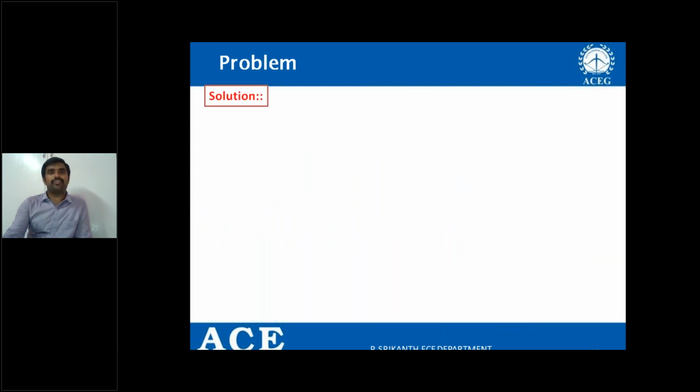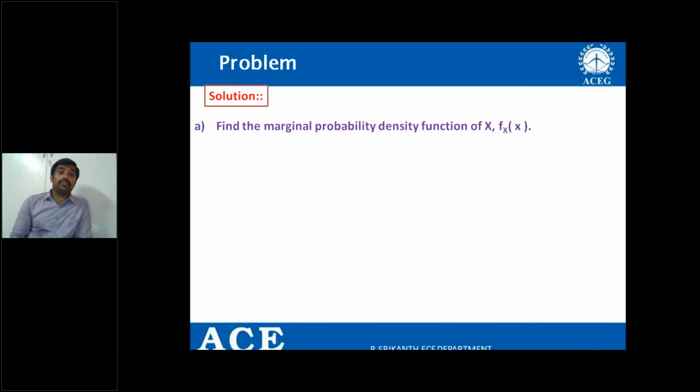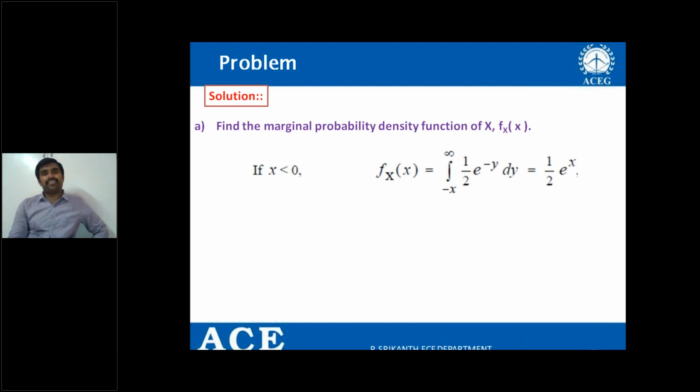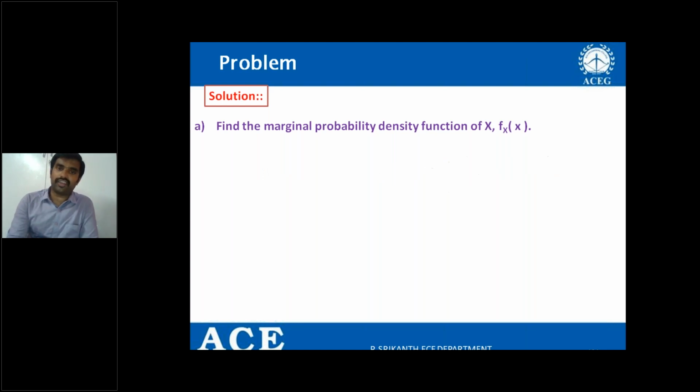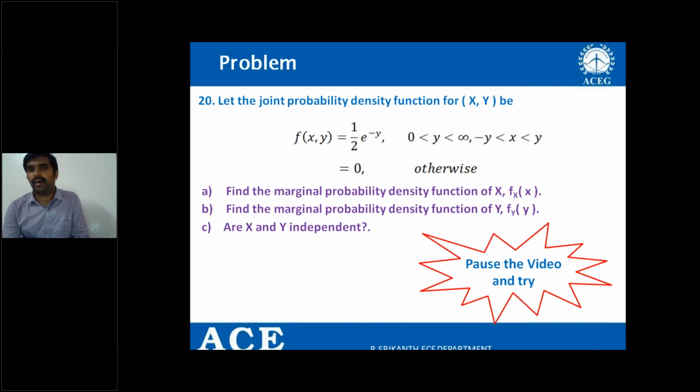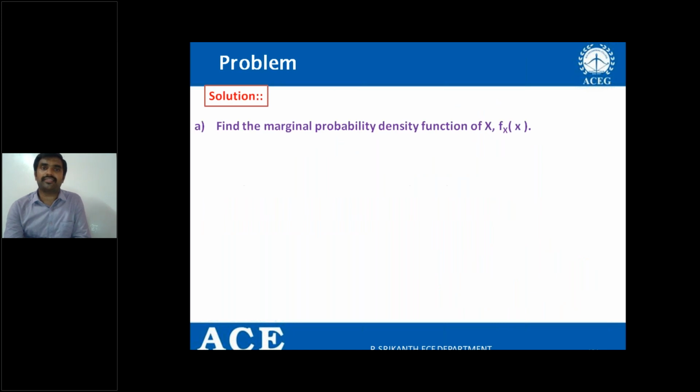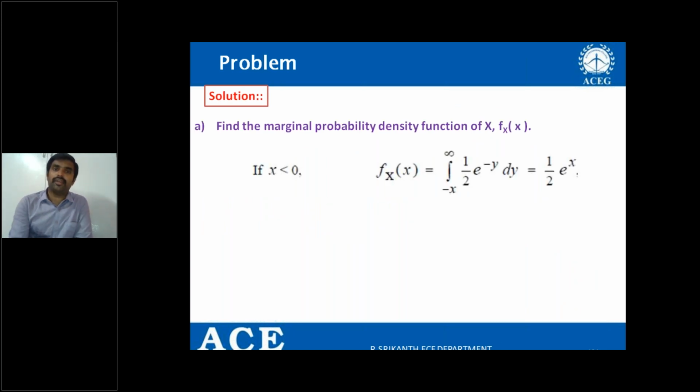Let us take the solution now. That is the first question. We know the marginal density function, for negative values of x, see here, the limits for x are minus y to plus y. If y takes 0 to infinity, ultimately these values will be from minus infinity to plus infinity. Now I am taking the condition for negative values of x. If negative values of x are taken, the limits will be from minus x to plus infinity.